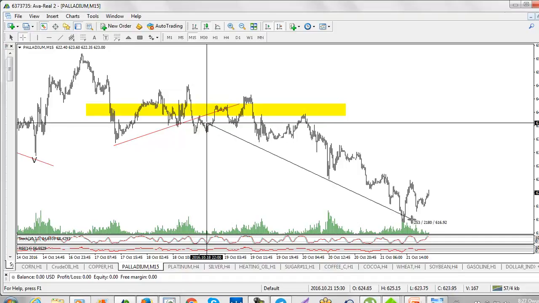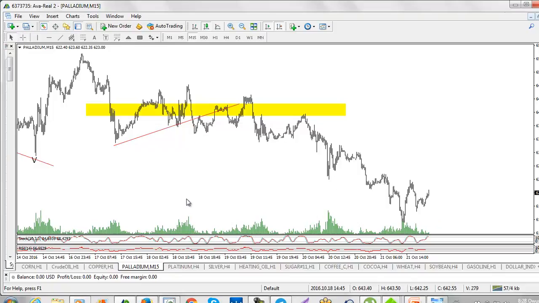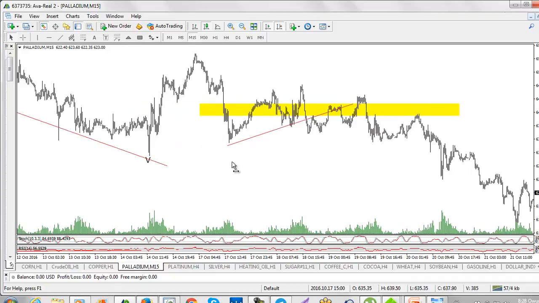And then the palladium has moved more than 223 points downside. Okay, that's about 25. It's such a huge move downside. It was one of the highlights, one of the very good forecasts that we had last week.